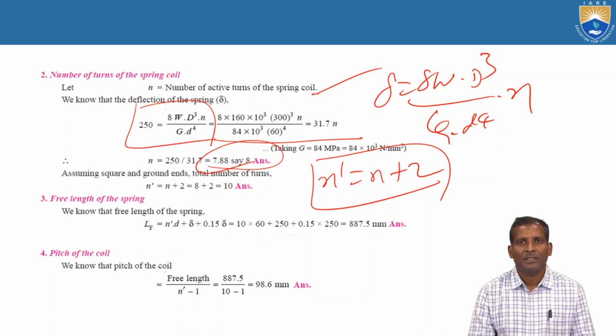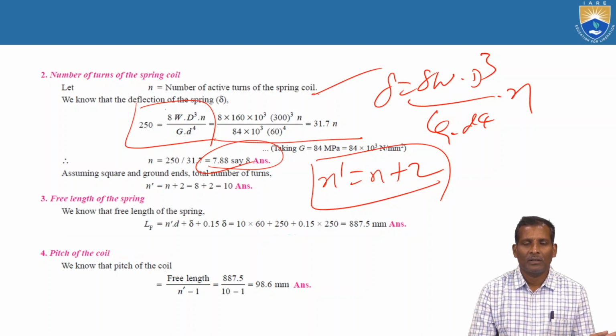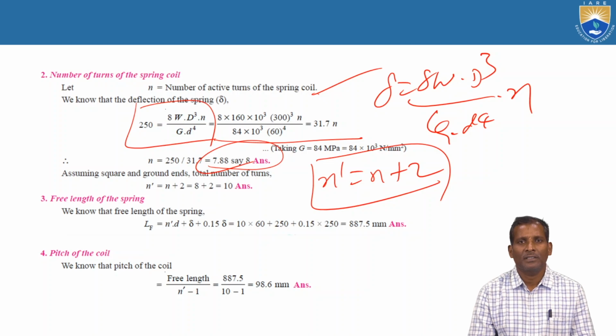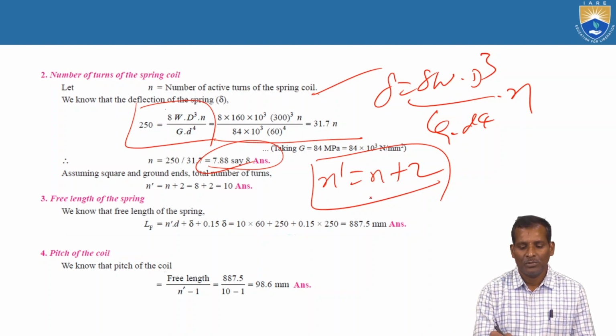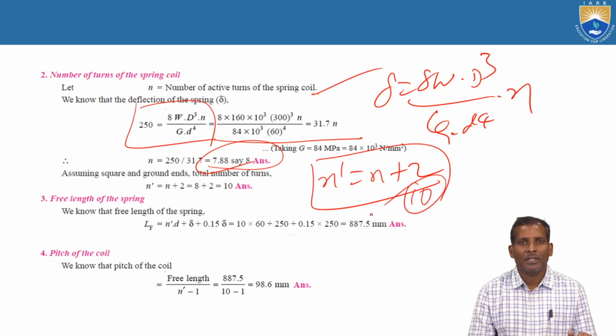Here n is the active turns of the spring. Clear? So the total number of turns, as per the assumed condition of square and ground ends, is n plus 2. n is 8, 8 plus 2, total 10. So now the free length of the spring you can calculate.